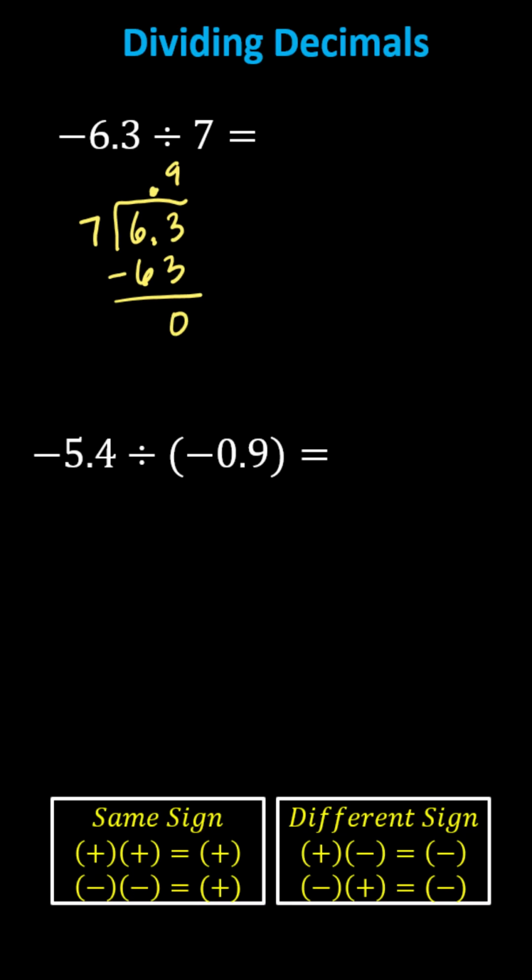But because the original quotient is negative 6 3/10 divided by positive 7, the original quotient is negative 9/10, normally written as negative 0.9. For our second example, we have negative 5 4/10 divided by negative 9/10. Because we have a negative divided by a negative, the quotient will be positive. To determine the quotient, though, we'll divide positive 5.4 by positive 0.9.